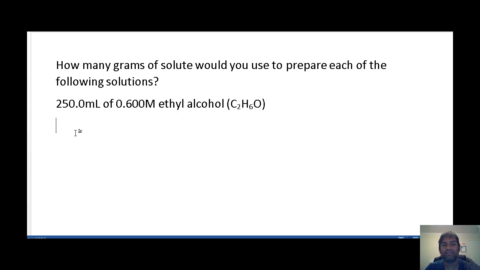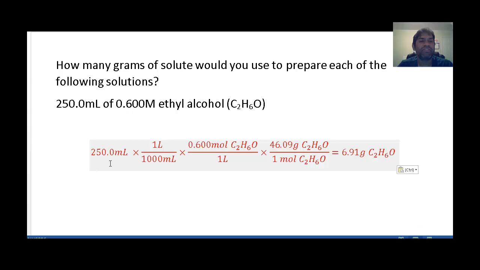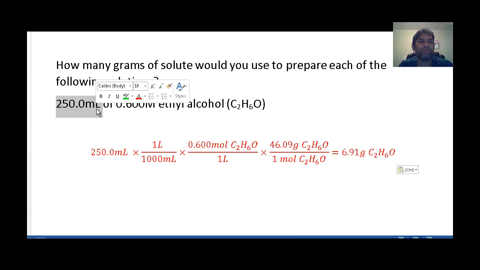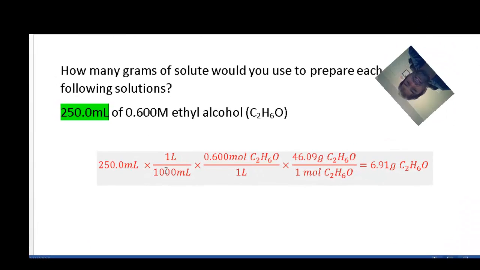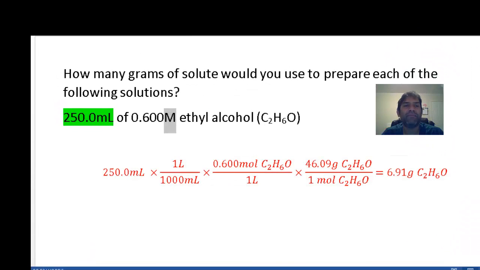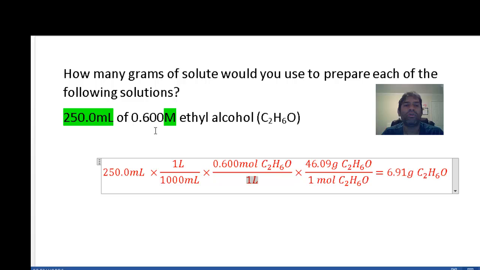We need to do some stoichiometry to determine how many grams are in 250 mLs of ethyl alcohol, whose concentration is 0.600 molar, which is 0.600 moles per liter. 250 milliliters is given to us in the problem. We'll highlight that in green. Convert that to liters. Recognize that big M, let's highlight that in green again, is the same thing as moles over liter. So 0.600 molar is 0.600 moles over liter. Having translated what big M stands for, we can convert the moles of ethyl alcohol to grams.